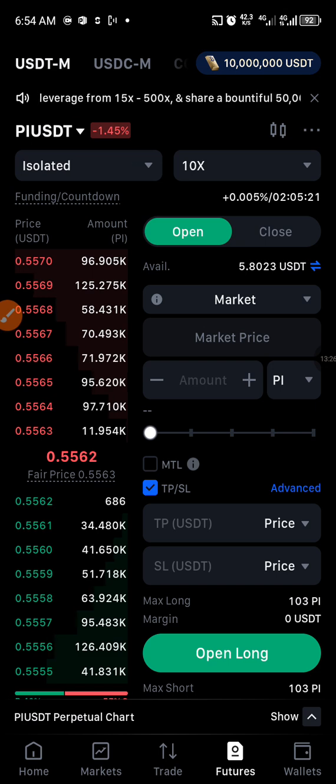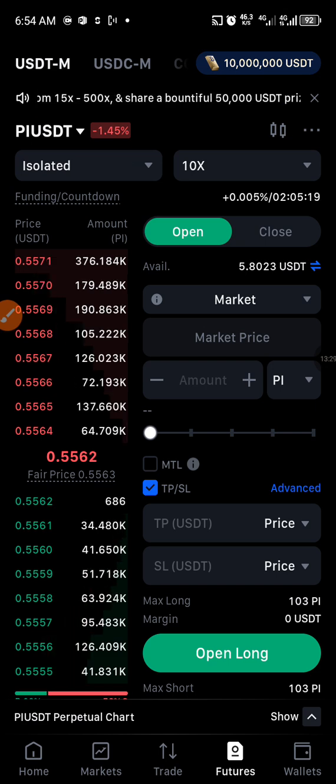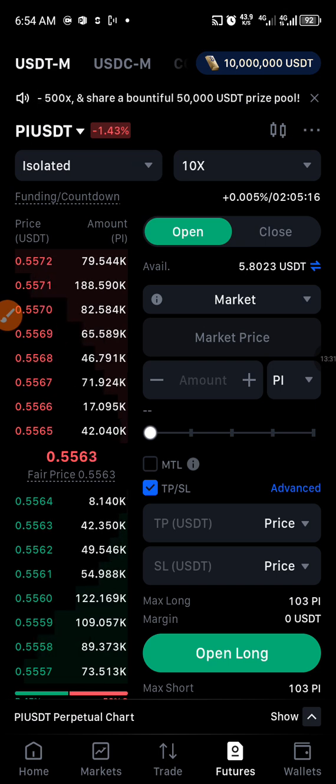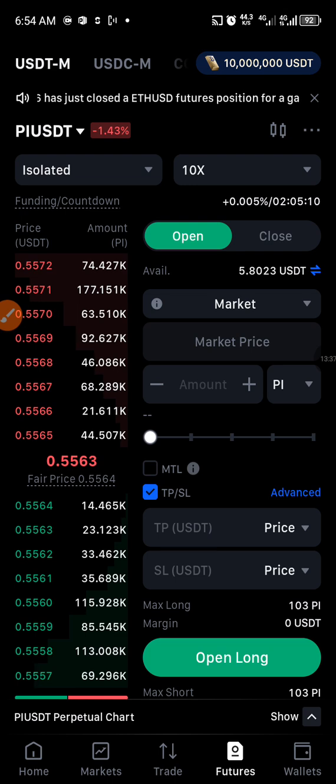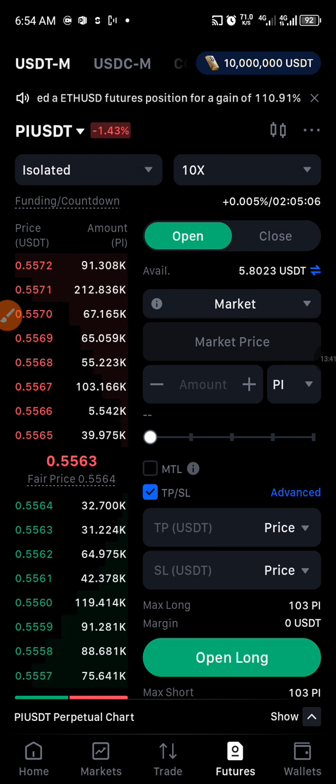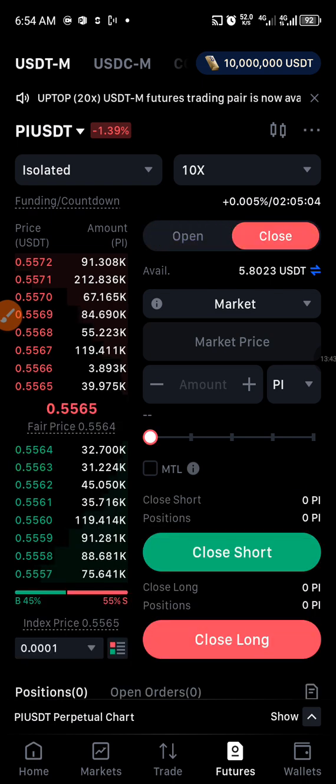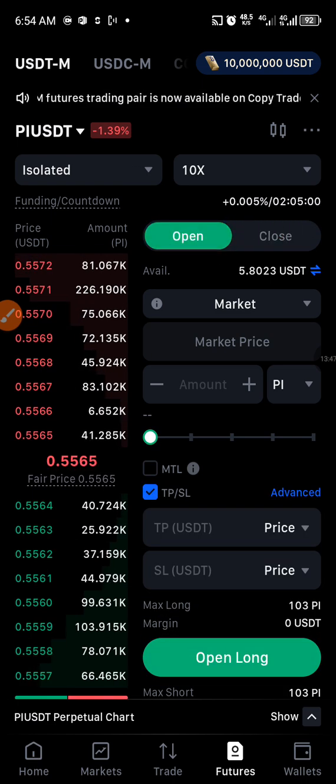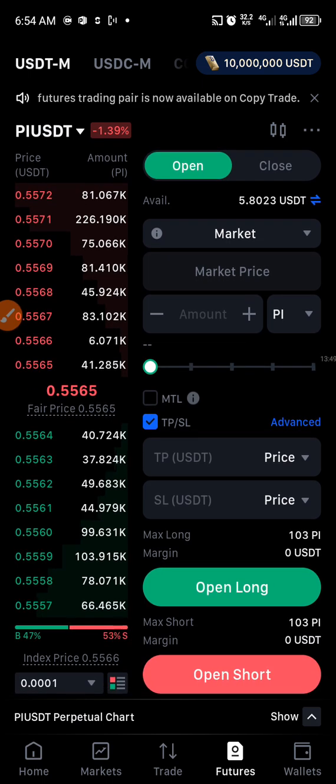The next thing you do after you have selected the coin you want to trade, selected isolated, and selected the leverage you want to use, is go over to open or close here. This is where you set how you want to enter into the trade.